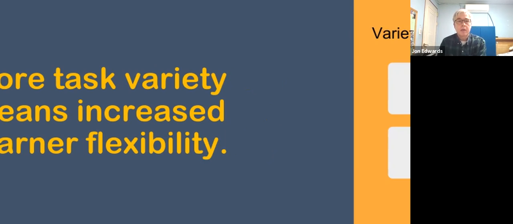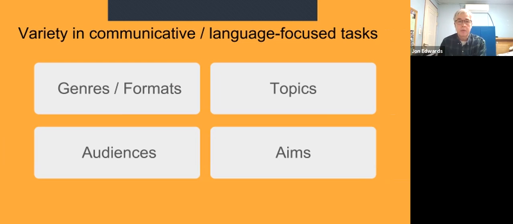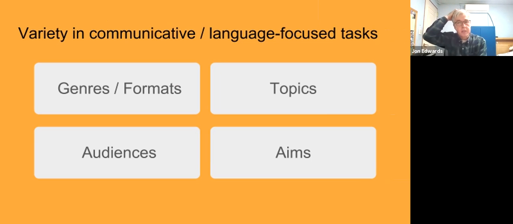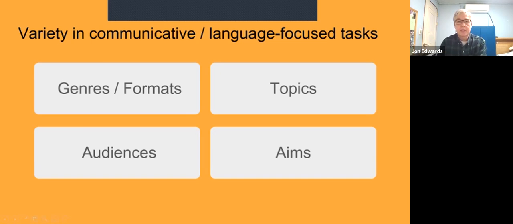So we can vary the kinds of tasks that we give them in terms of the genre or the format. We're going to talk about some examples. We can also vary the topics that they're focusing on. Also, the kinds of audiences, whether it's a small group, a single person, or the whole class, or even outside of the classroom, we can have them do things like video chatting as well. And also the aims of communication. So we can vary these four dimensions of the task.